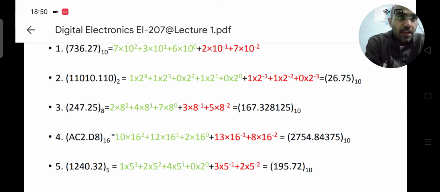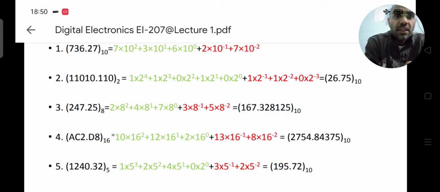So now the number is converted from binary number to the decimal number. This is the way you have to convert the number given in any number system to the decimal number system. Let's take another example. If the given number is in octal number system, then we have to use the powers of 8.